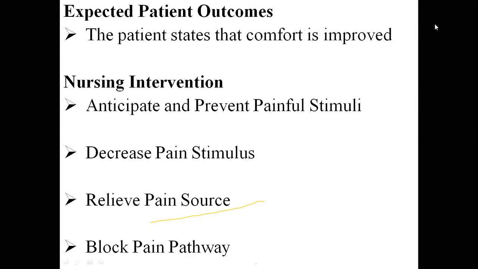Expected patient outcome. The patient states that comfort is improved. That is, when you are planning your care for the patient, what you expect the patient to do, or the expectation of the patient there, you should be able to state that expected patient outcome. And then once you state the outcome, what you anticipate after your intervention, you now give your nursing intervention.